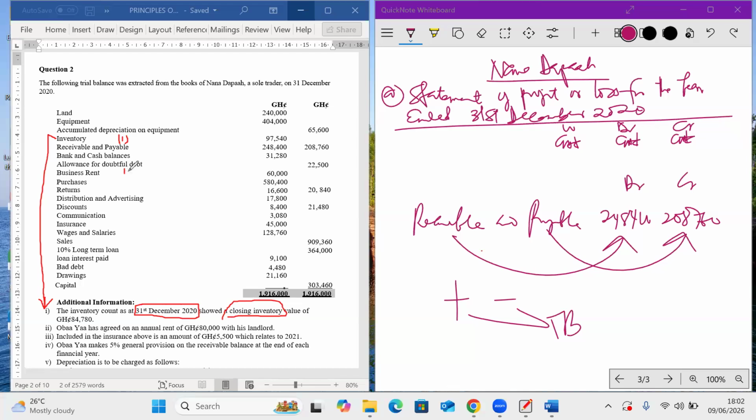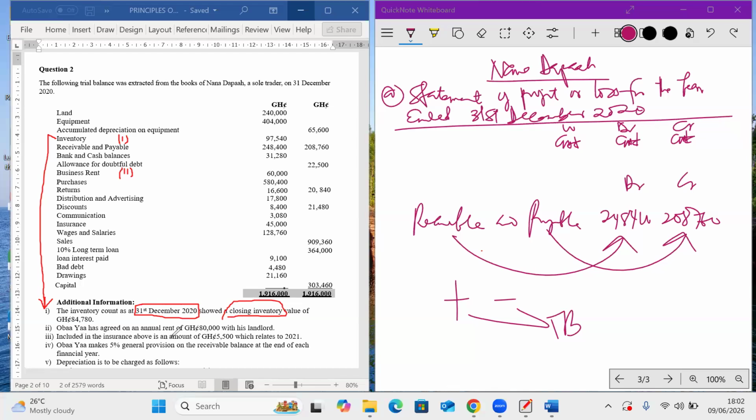well, I have another issue on rent in the additional information. So I write against it. I have not started the work. I'm doing planning. I'm planning my work. Once I start, I know I'm going far. I'll be able to do it better than someone who doesn't know all this. Oba has agreed on an annual rent of 80,000 with his landlord. So when I get to business rent, there's additional information there.